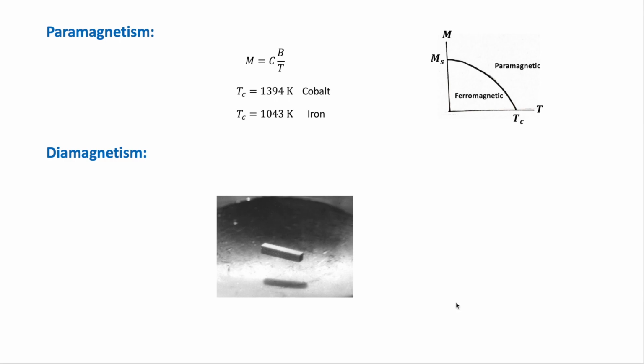So if a permanent magnet is brought near a superconductor, then the two substances will repel each other, as you can see here, and the permanent magnet will float above the superconductor.